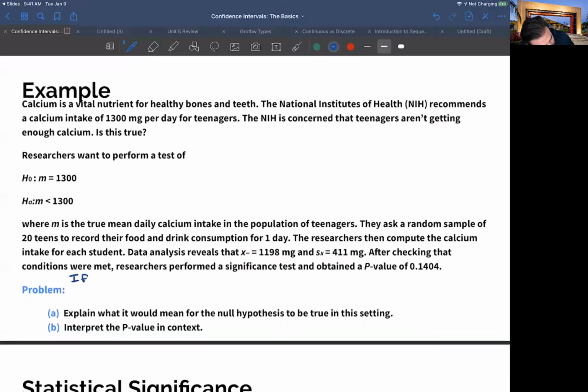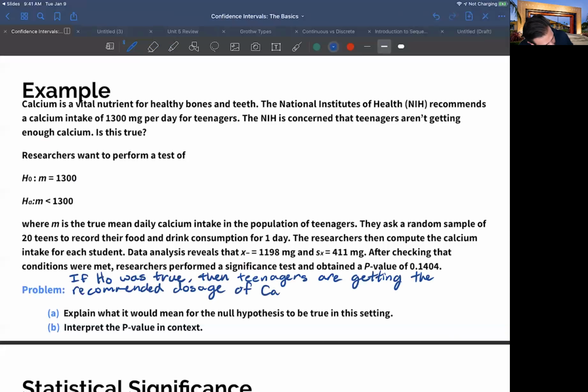If the null were true, then teens, let's say teenagers, are getting enough, or say getting the recommended dosage of calcium. If our null were true, that's saying that, yeah, teens are getting enough calcium.